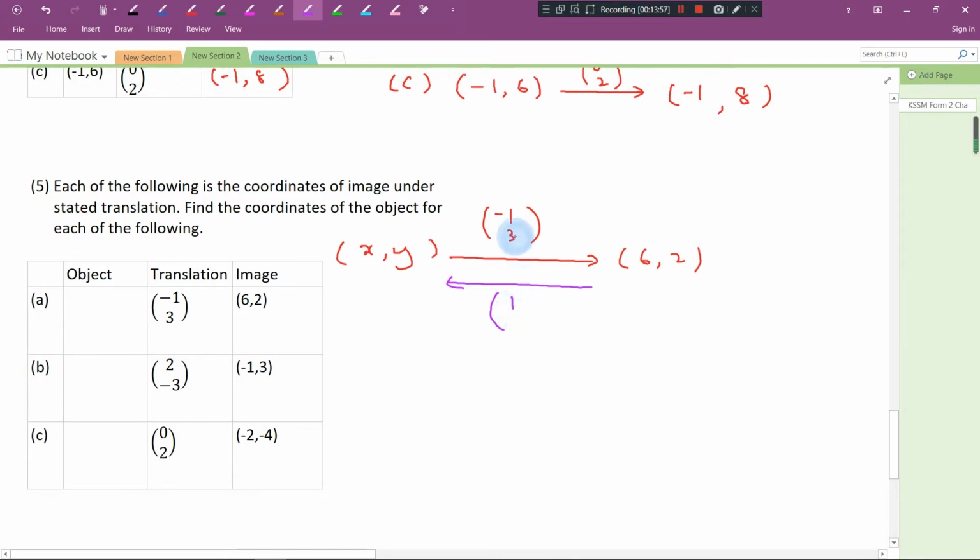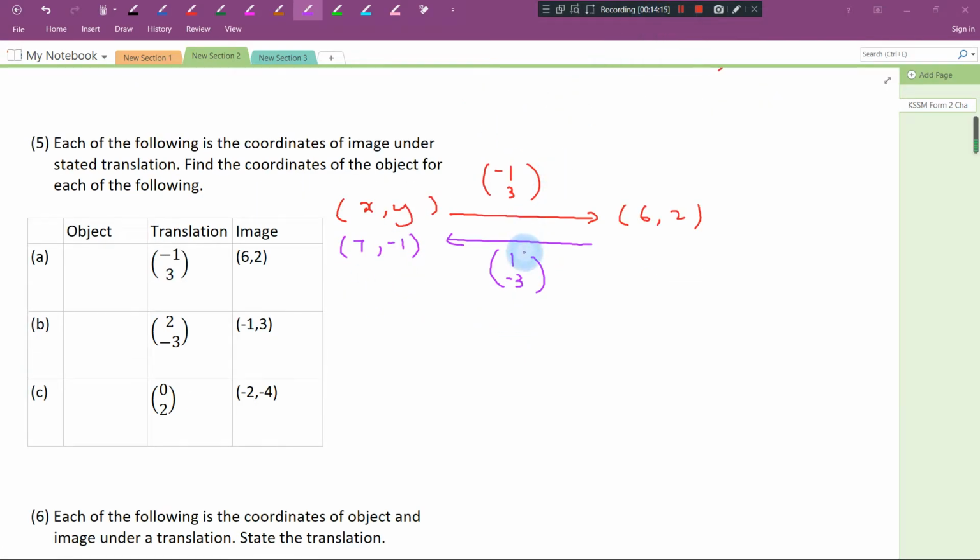Negative become positive, positive become negative. So 6 plus 1 will give you 7, and then 2 minus 3 will give you -1. So if you worried you will make mistake to do this way, okay, let me write this one, 6, 2.